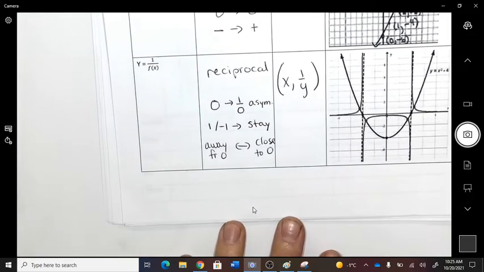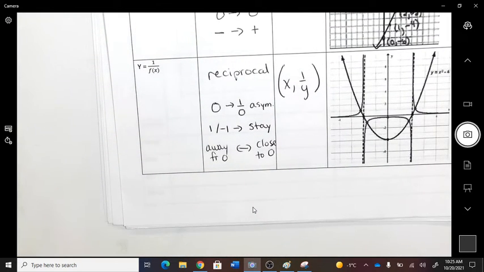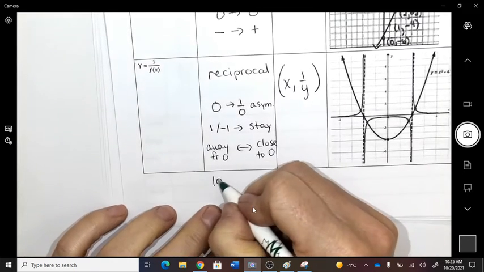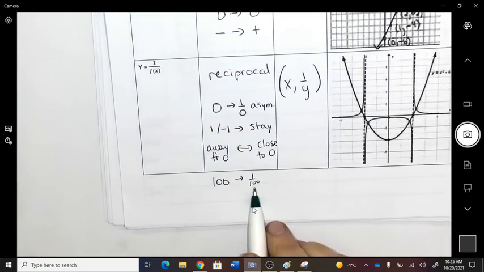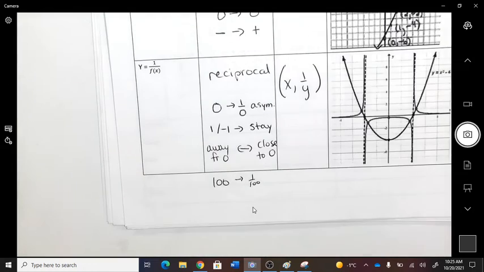And then we just kind of tried to fill in the patterns of things with, if I had a coordinate that was far away from 0, it would turn to close to 0. A close to 0 would go far away from 0. As in 100 became 1 over 100. So that's big, so that's really small. Does that kind of make sense?